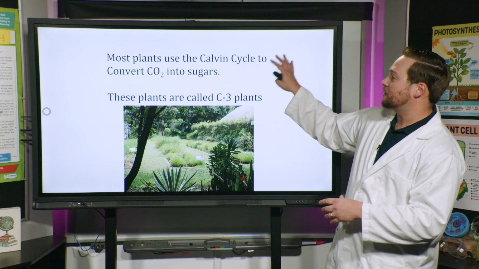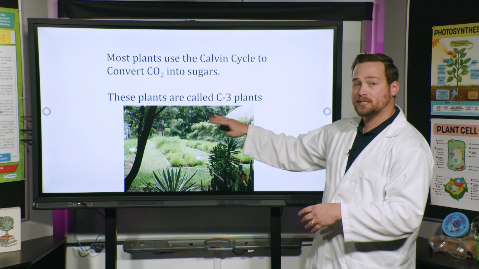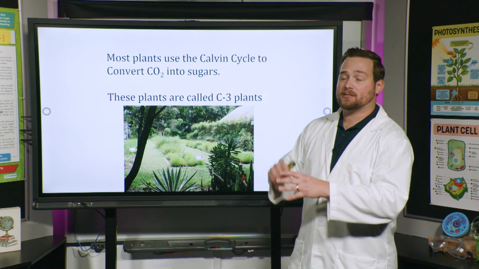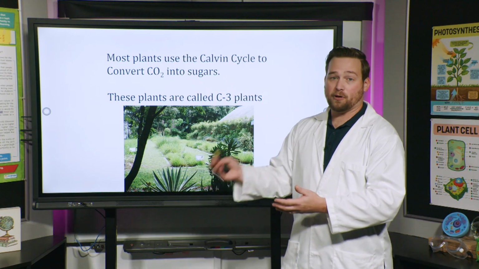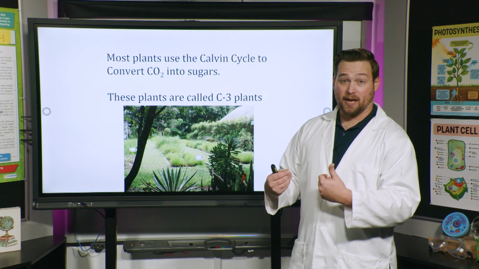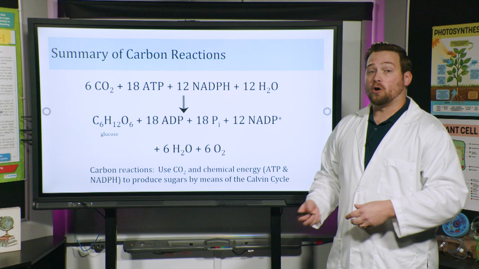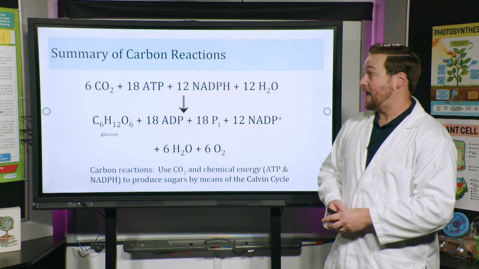So most plants use the Calvin cycle to convert CO2 into sugars, and these plants are called C3 plants. C3 plants, they're not as efficient at photosynthesis, and they're not as good in hot environments because of that. Okay, the type of plants that are good in hot environments are called C4 plants. Okay, and we'll get into that in just a second.